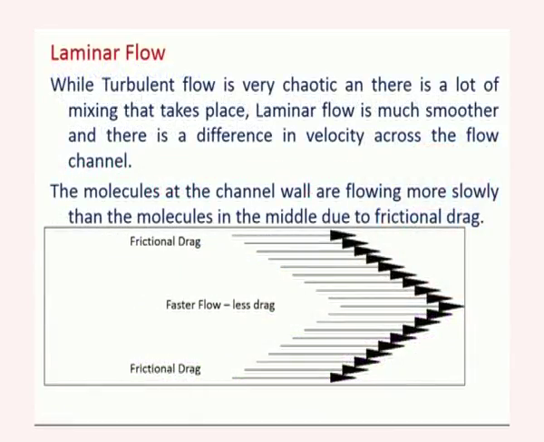Whereas in laminar flow, as is shown in the diagram, the layer just below the surface of the pipe has more frictional drag. As a result, it will not flow easily, whereas in the center of the pipe there is very little drag, and it can move very fast. Such a pattern is what we call laminar flow.